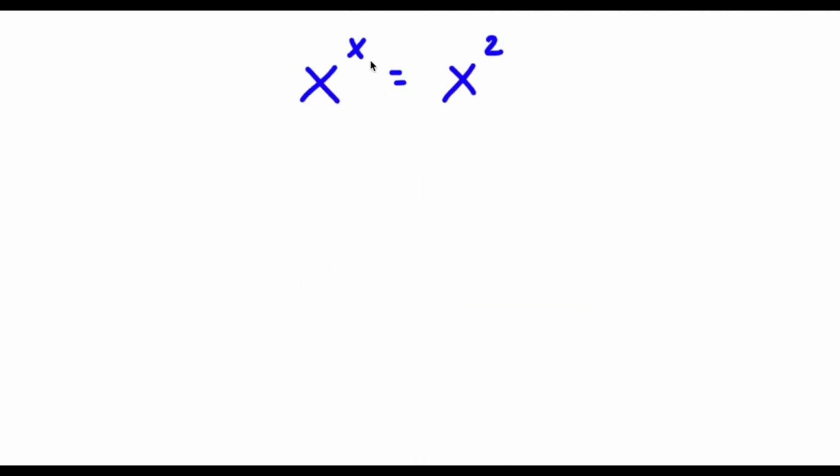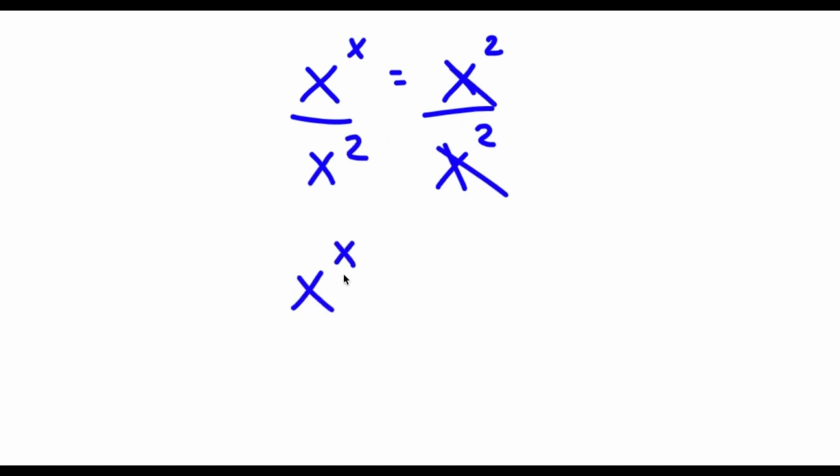Alright, so I have x to the power of x is equal to x to the power of 2. So now the first thing I'm going to do is divide both sides by x to the power of 2. So now these two are going to cancel out, and now I'm going to be left with x to the power of x over x to the power of 2 is equal to 1.